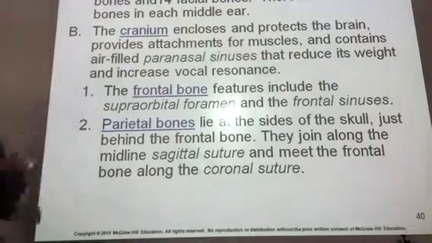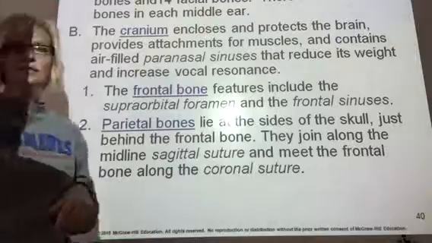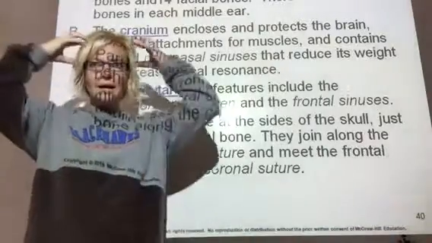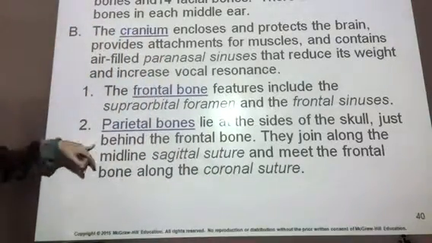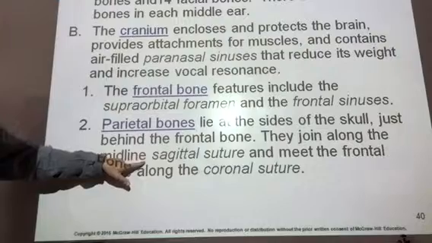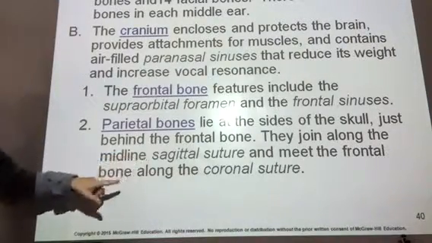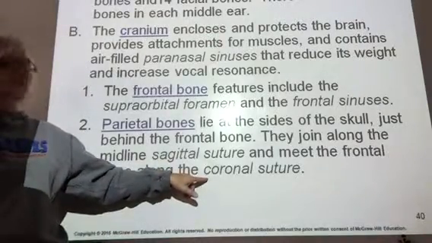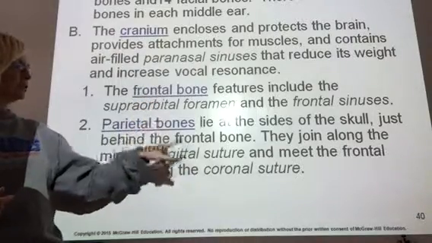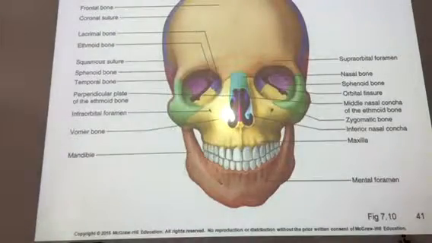are causing that. Parietal bones lie at the sides of the skull. So frontal is forehead, parietal is going to be up on the sides. There's 2 of them, just behind the frontal bone. And then they are connected by a suture, the sagittal suture. And then the coronal suture is where they're going to meet on the front. So 1, 2, 3, 4 things there that I would expect you to be able to label.